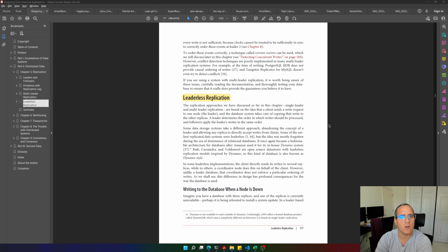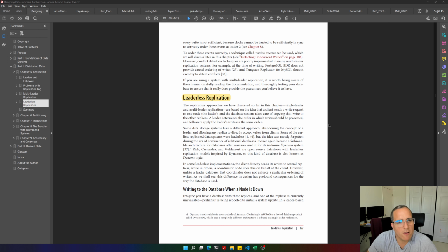If you are using a system with multi-leader replication, it's worth being aware of these issues. Carefully read the documentation, and thoroughly test your database to ensure that it really does provide the guarantees you believe it to have. Leaderless replication.